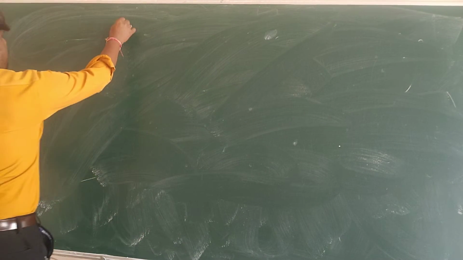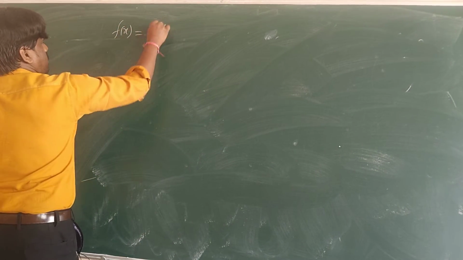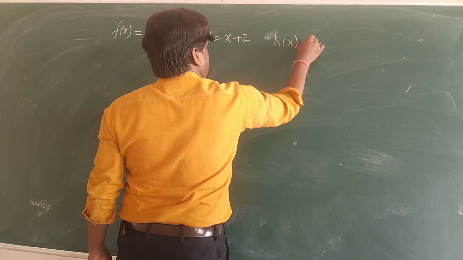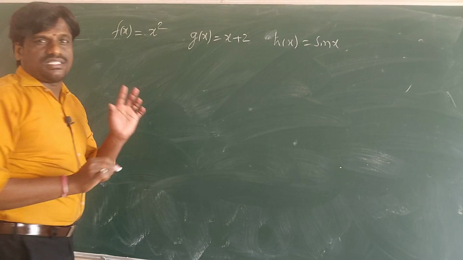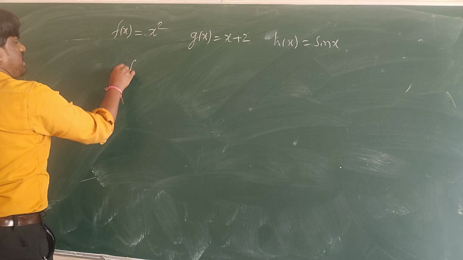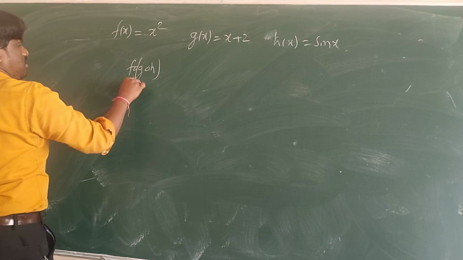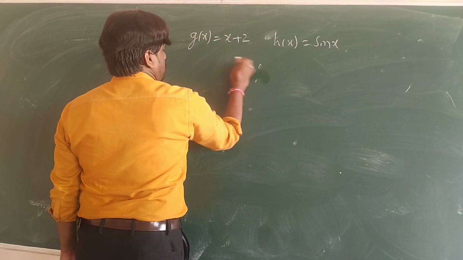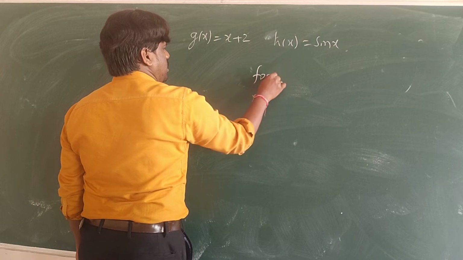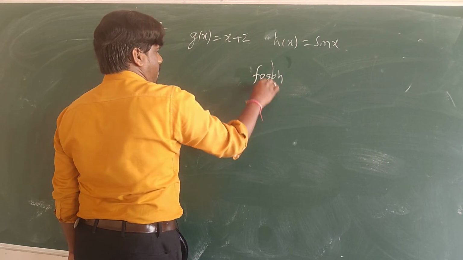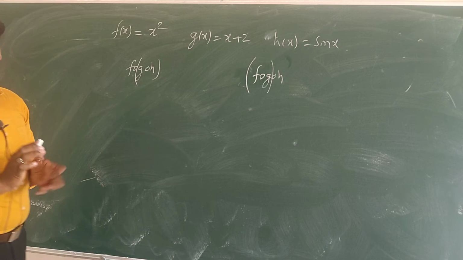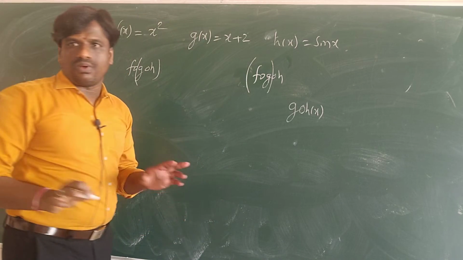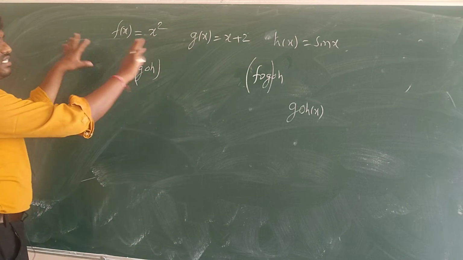One question here. Suppose you have f of x equal to x square, g of x equal to x plus 2, h of x equal to sin x. Three functions are there. I want to find f circle g circle h, or I want to find g circle f circle g circle h, or you want to find g circle h. So what to do in the case of all these problems?